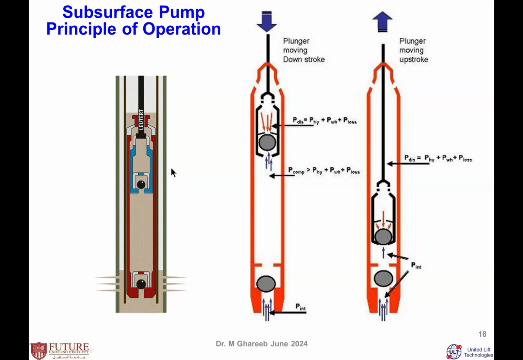This is the animation just to show you how it's running. The bottom one is the standing valve. The traveling valve here is going up, but the traveling valve is closed. Meanwhile, the standing valve is open. On the downstroke, the traveling valve is open and the standing valve is closed.